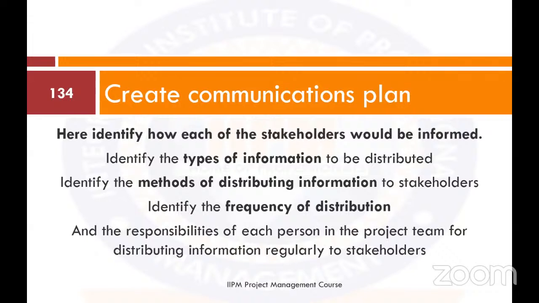Now, the next one is creating a communication plan. Here, identify how each of the stakeholders will be informed. Identify the types of information to be distributed. Identify the methods of distributing information to stakeholders. Identify the frequency of distribution and the responsibilities of each person in the project team for distributing information regularly to the stakeholders.